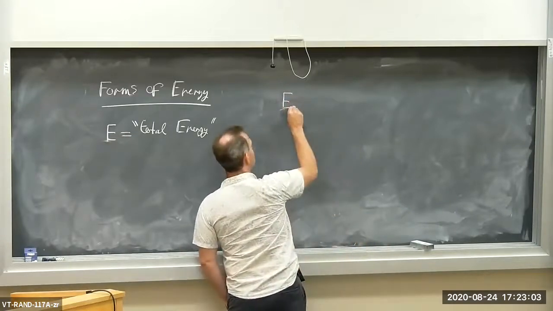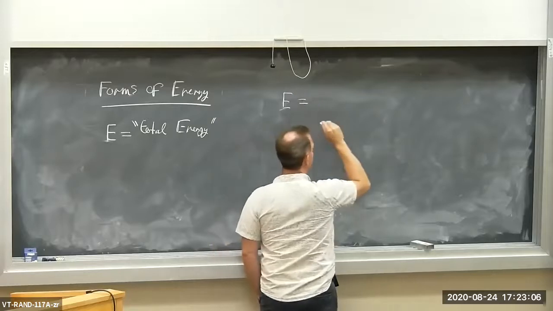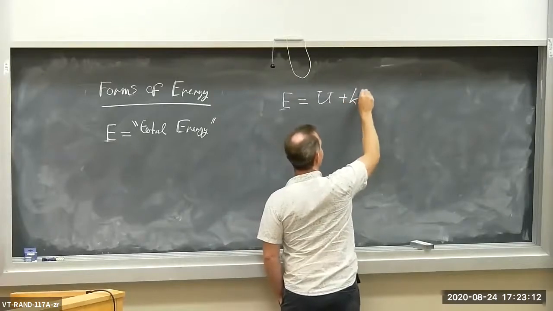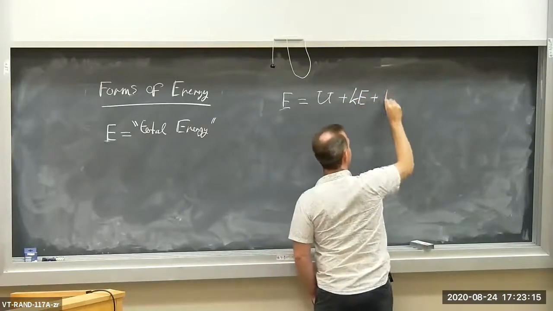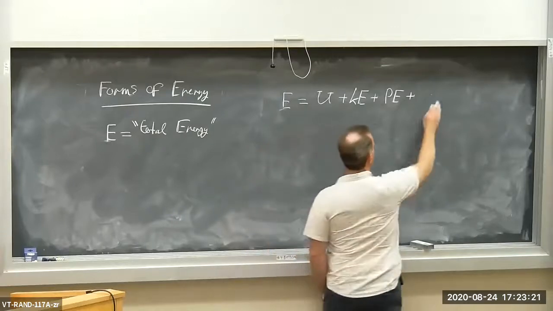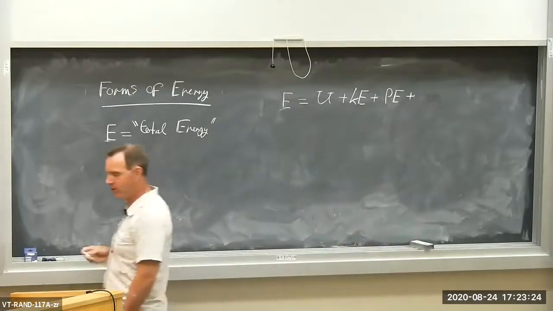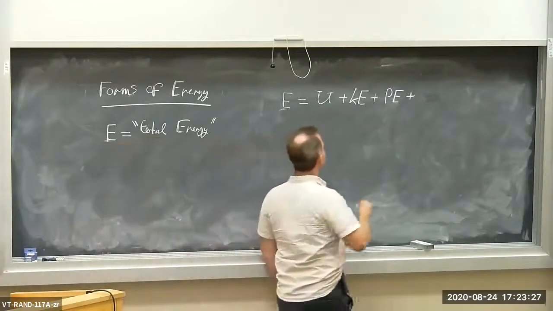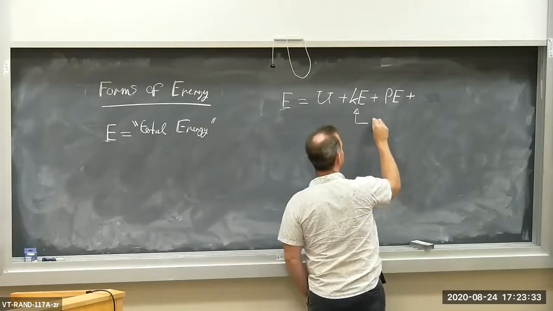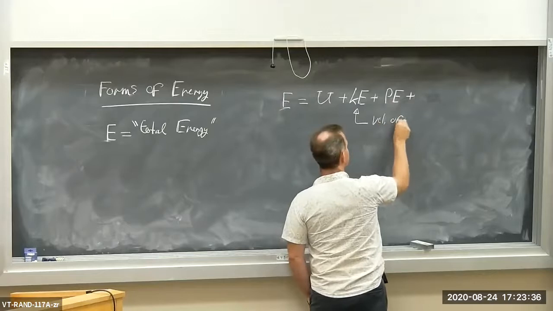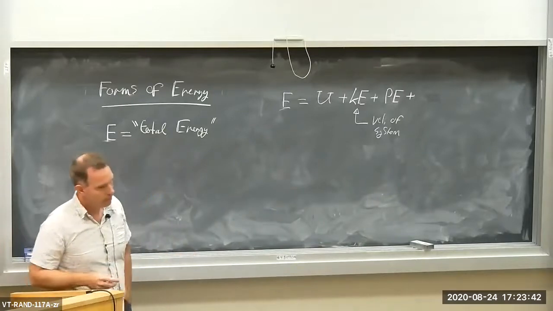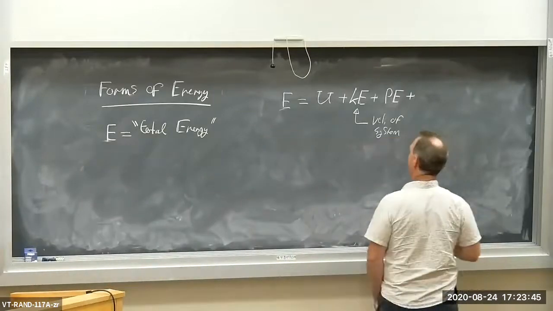E is equal to, as we saw just in the previous lecture, the internal energy, the kinetic energy, the potential energy, and there are other forms of energy. We'll talk about that in just a minute. Let's indicate what the source of these energies are. Kinetic energy has to do with the speed or velocity of the system. So the faster the system is moving, the more kinetic energy it has.